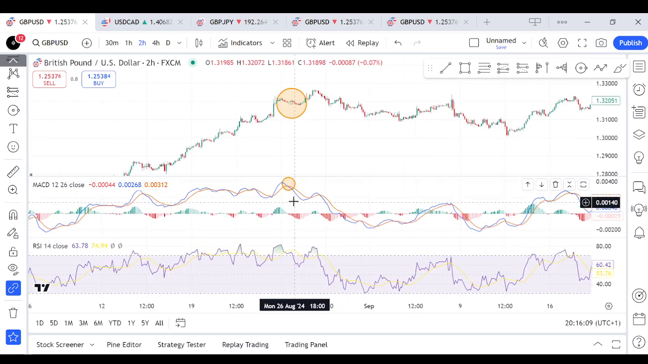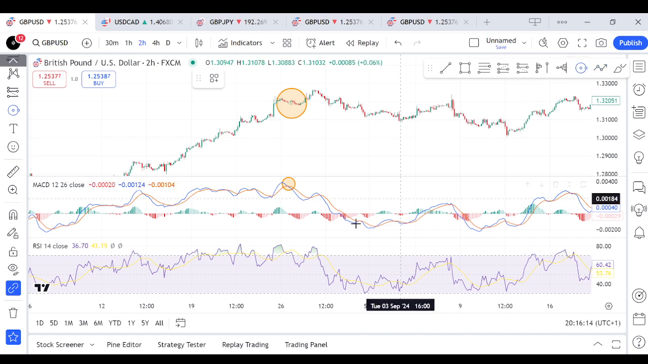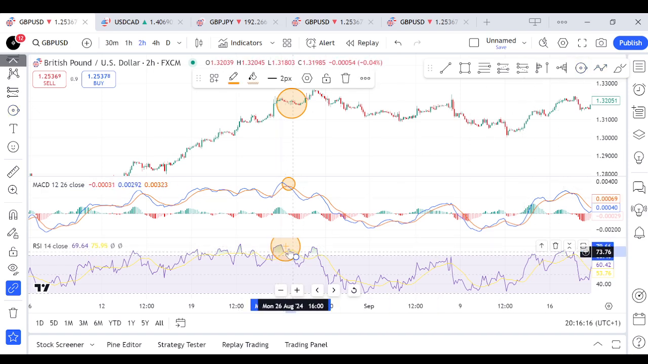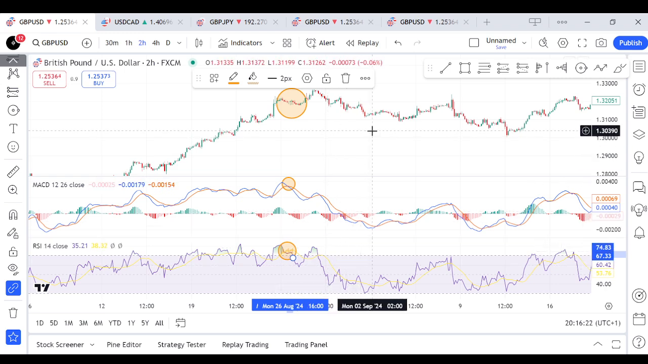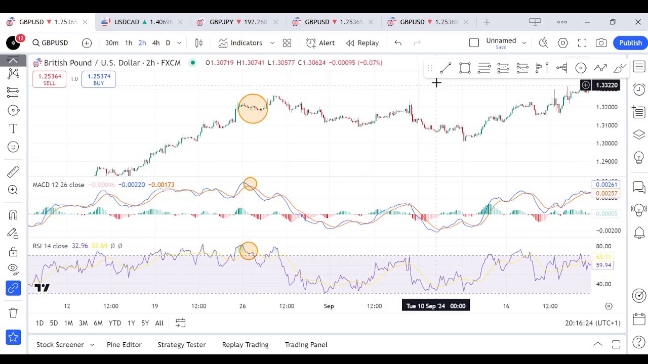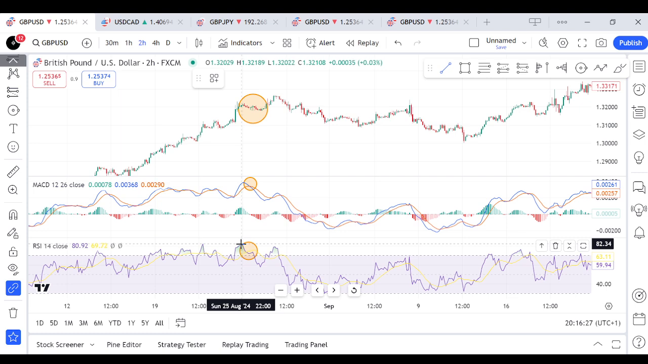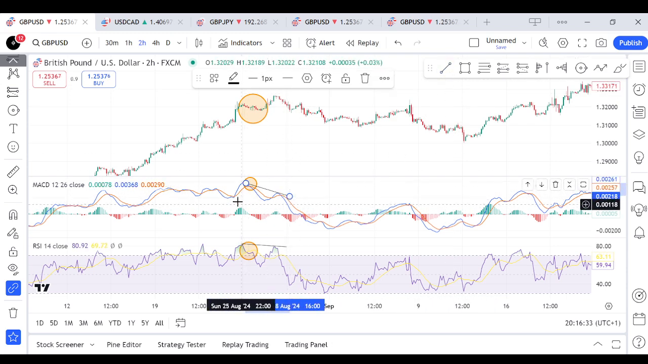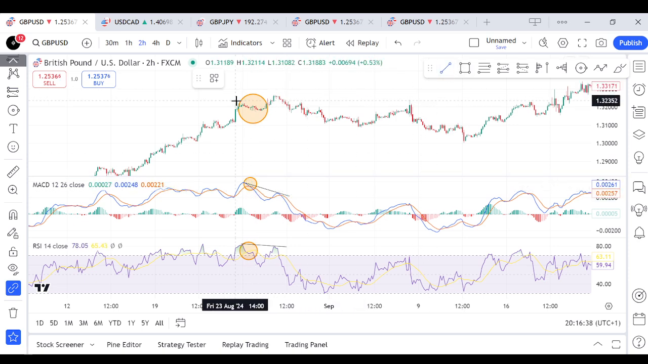You can see after this cross, it coincides with the overbought condition in the market, and it means that we should be looking for opportunities to sell back into normal conditions. And you can see all of this corresponds. You can see also that divergence we spotted earlier here also. These are just additional confluences with the bearish crossover on the MACD, the moving average convergence divergence.